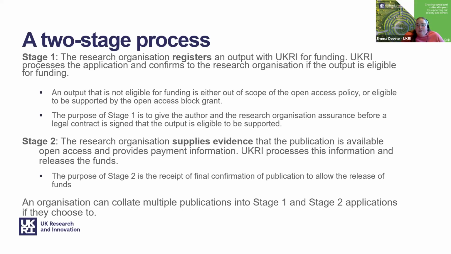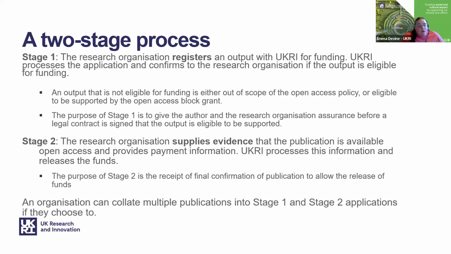We don't anticipate, and we certainly haven't seen many applications coming in where things are not eligible for support. In those cases, it would be that something is either out of scope of the open access policy, or it's in scope of the policy, but for research articles, in which case it could be supported by the open access block grant to institutions. And the reason that we have stage 1 is that organisations wanted some kind of assurance before signing contracts that a publication would be eligible for support from the Ring Fence Fund.